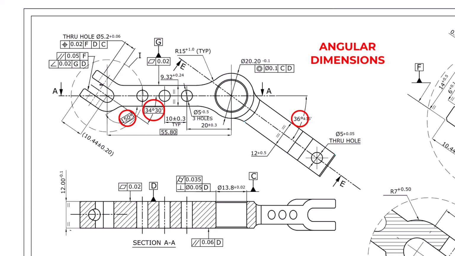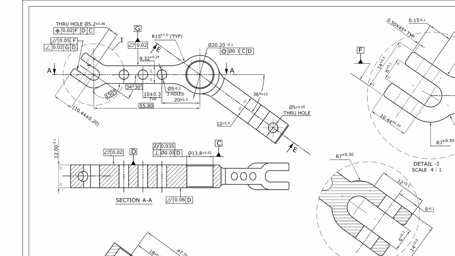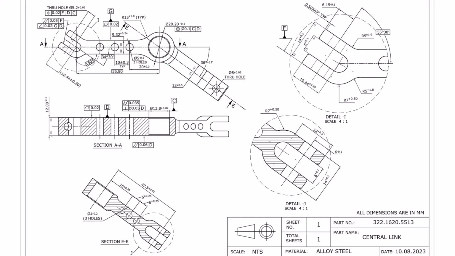Every dimension on this drawing answers a specific manufacturing question. How long, how wide, how thick, how far apart, how large, how deep. Dimensions are not random numbers. They are manufacturing instructions. If a dimension is missing, the machinist must guess, and engineering should never depend on guesswork.